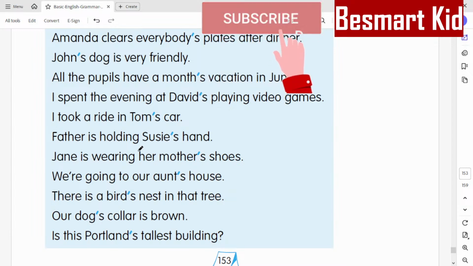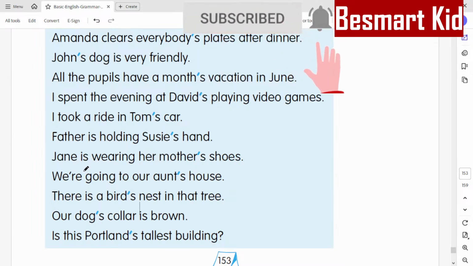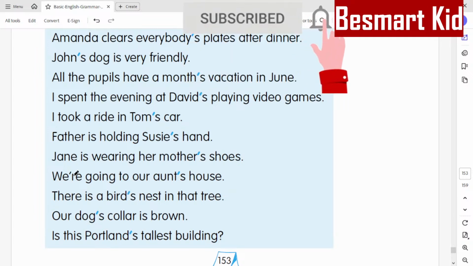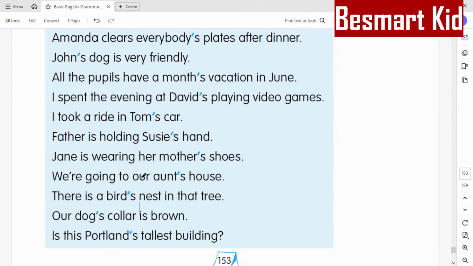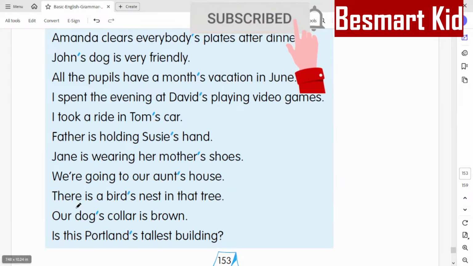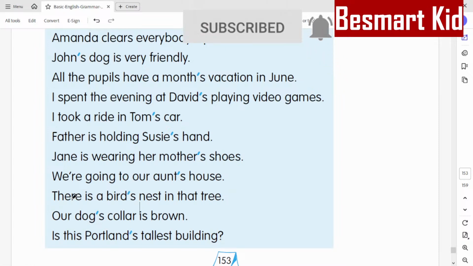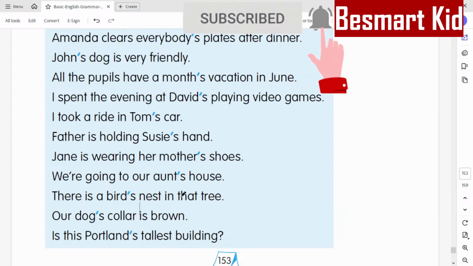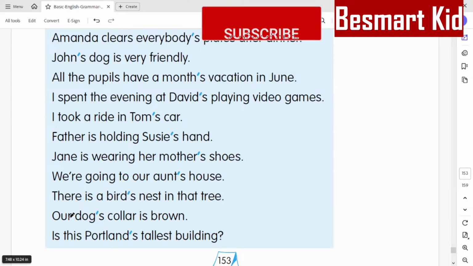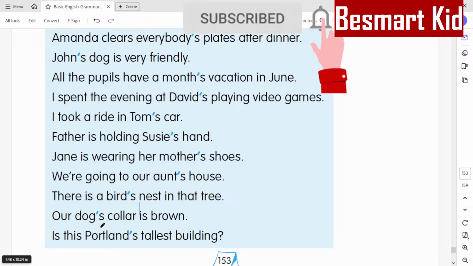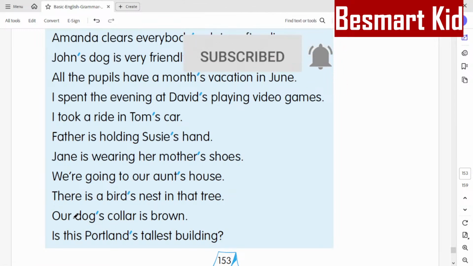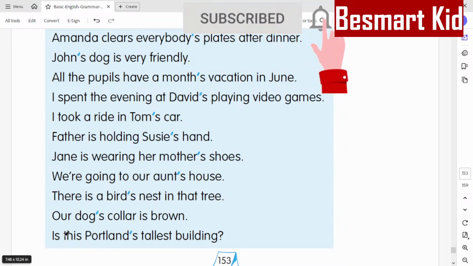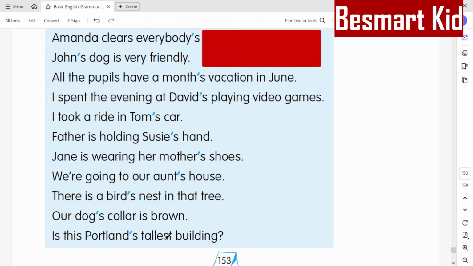Jan is wearing her mother's shoes. We are going to our auntie's house. There is a bird's nest in that tree. Our dog's color is brown. Is this Portland's tallest building?